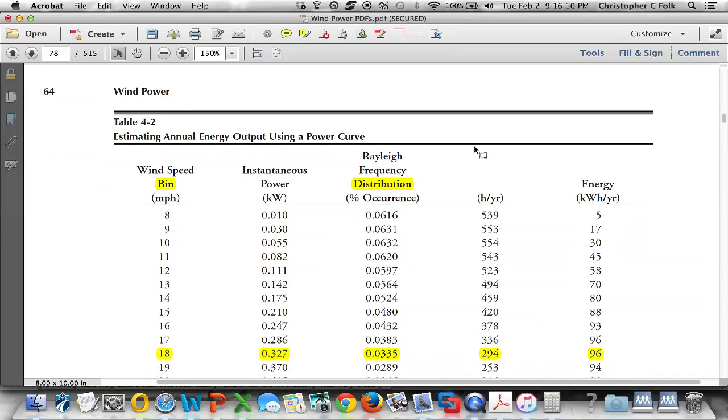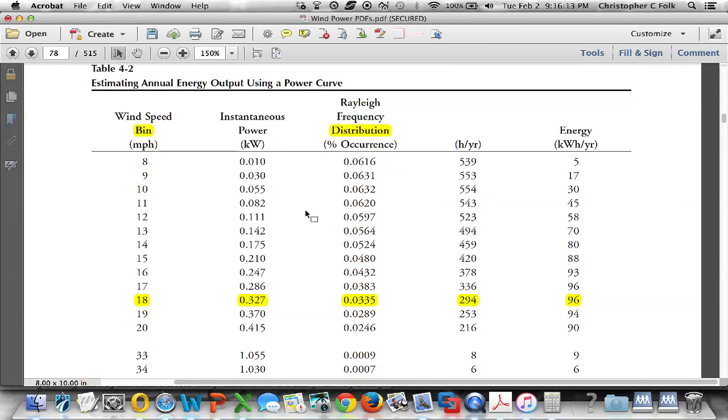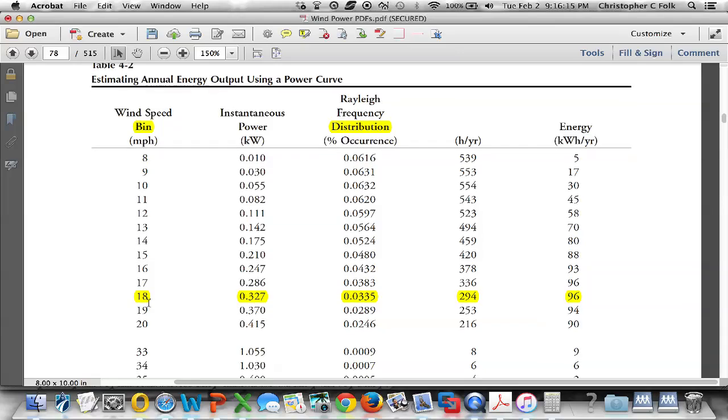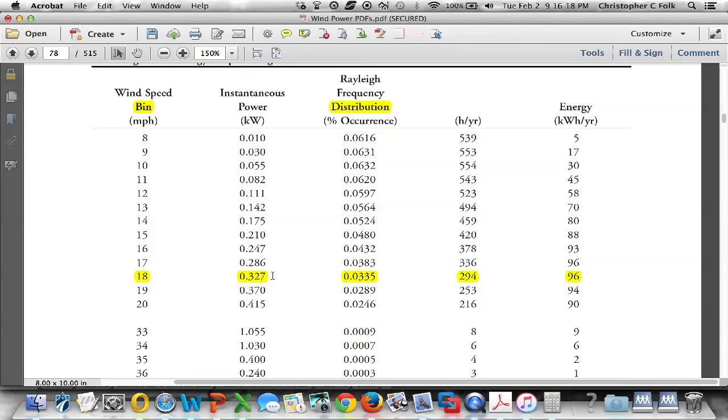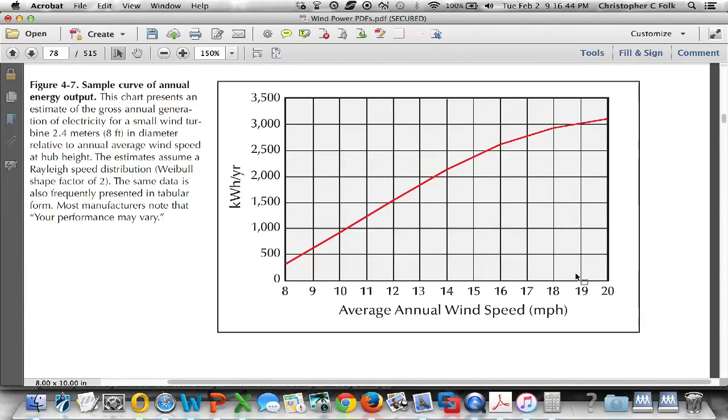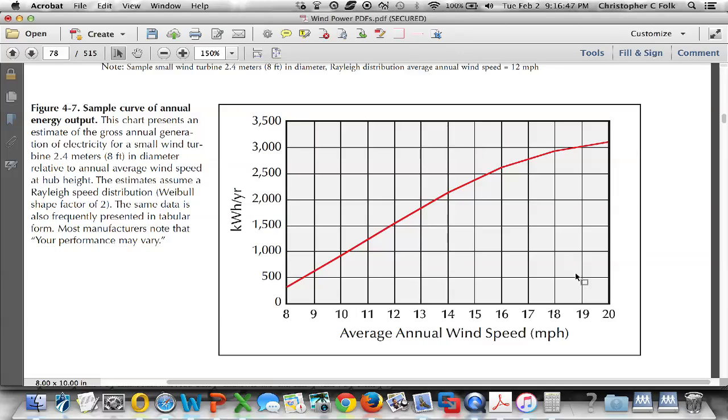All right. So this is the estimating energy output, right? So again, here's that 18 miles an hour. This is a table that you can create that does this. And notice it shows that 18 miles an hour results in about 327 watts. Happens a little over 3% of the year. Overall makes me about 294 hours per year is how often this will be. Okay, so 3.3% of 8,760 is 294, and it results in about 96 kilowatt hours per year. And again, that's that sample curve that we would have.